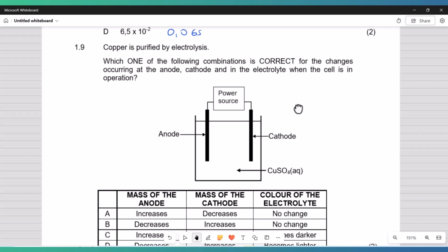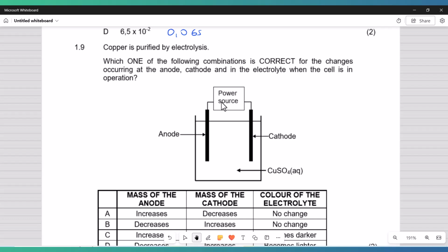1.9. Copper is purified by electrolysis. Which one of the following combinations is correct for the changes occurring at the anode, cathode, and in the electrolyte when the cell is in operation? I repeat, copper is purified by electrolysis. They say which one of the following combinations is correct for the changes occurring at the anode, cathode, and in the electrolyte when the cell is in operation.